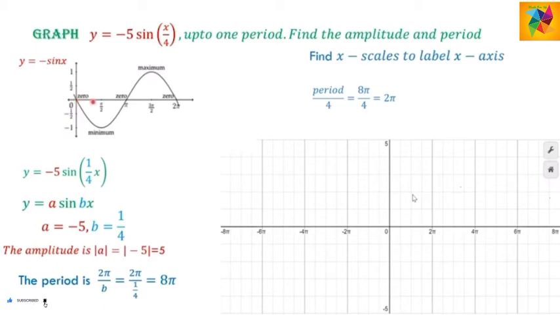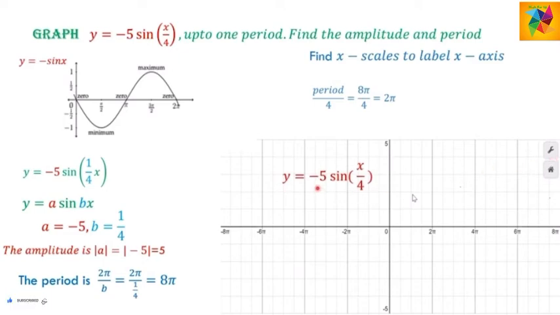So let's count. We start at the origin, and we count 1, 2, 3, 4. So that's why we always divide. After 4 values, the sine function reaches its period.